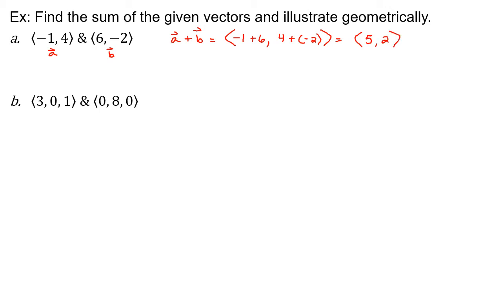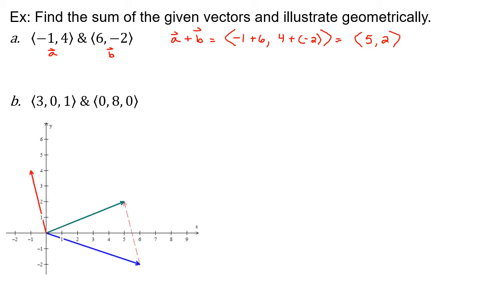Now, if you do it geometrically, it would look kind of like this. The negative 1, 4, that would be this vector here. The B, the 6, negative 2, would be this vector down here. When you add them together, what you'd want to do is take one of the vectors and move it to connect them together. So I'm moving this A vector down here. Notice it's the same vector. I made it dotted just to show you that it's not technically sitting there.